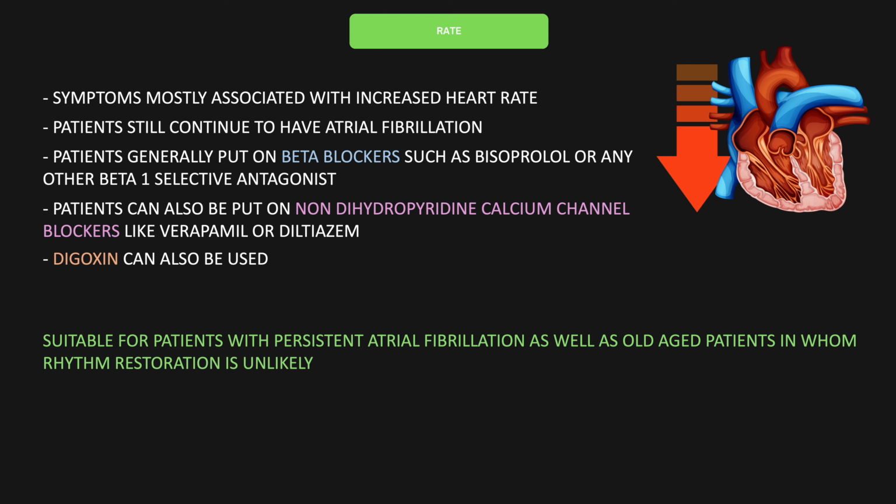Now, you must note that rate control is suitable for patients who have persistent atrial fibrillation, as well as old-aged patients in whom rhythm restoration is unlikely. So you have tried over and over again over the course of time, since the patient was diagnosed with atrial fibrillation, and the patient just doesn't revert back to sinus rhythm, he just always goes back to AF. So in those patients, rate control is the primary goal.